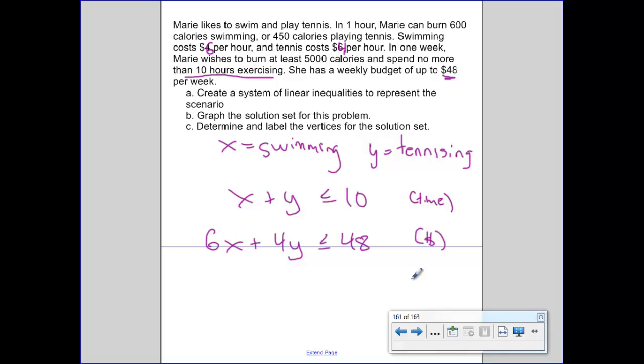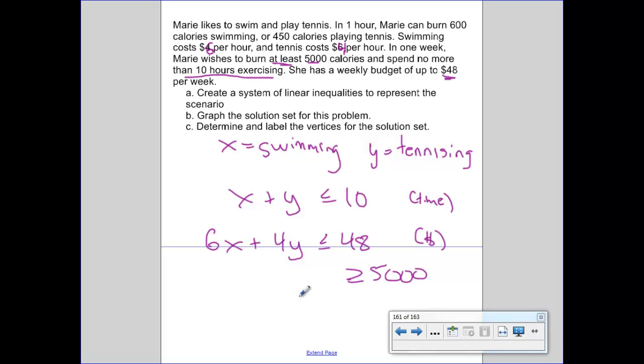And there's one more inequality we can write. This time there's actually going to be 3. What information have I not used yet? Calories. And it said that she wants to burn at least 5,000 calories. So it has to be more than or equal to 5,000. Well, that's in a week though, right?